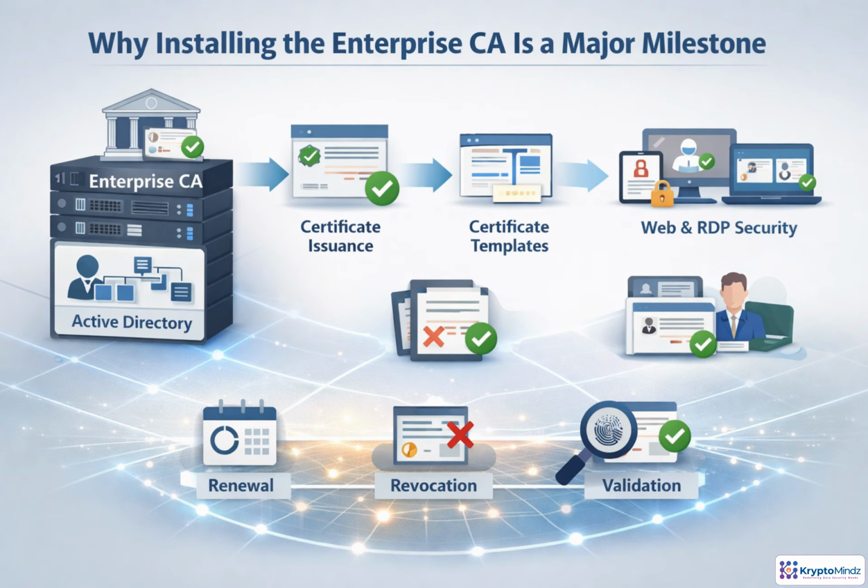Installing the enterprise CA is where the design comes to life. From this point, the domain has a trusted authority to issue and manage certificates. Because it integrates with Active Directory, users and computers can enroll automatically using templates instead of manual requests. This single CA now supports web and RDP security, user and machine authentication, and lifecycle operations like renewal, revocation, and validation that you'll practice in later labs.